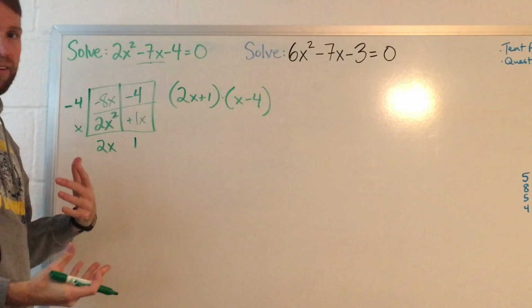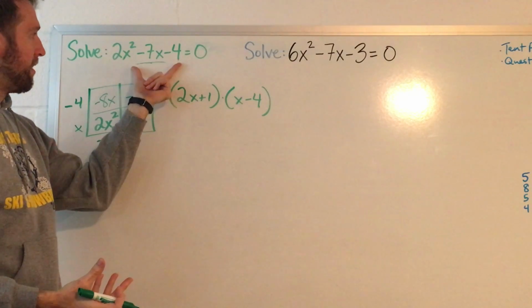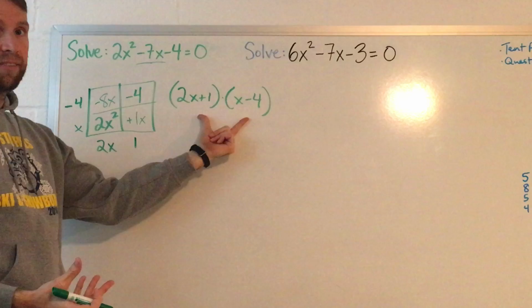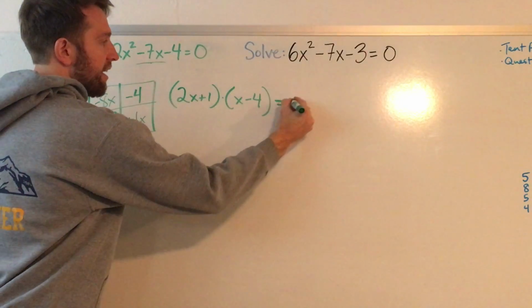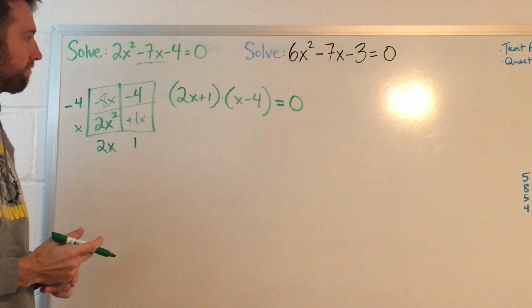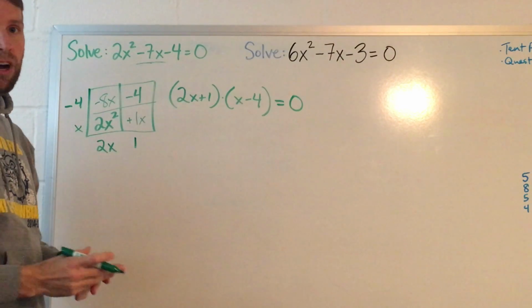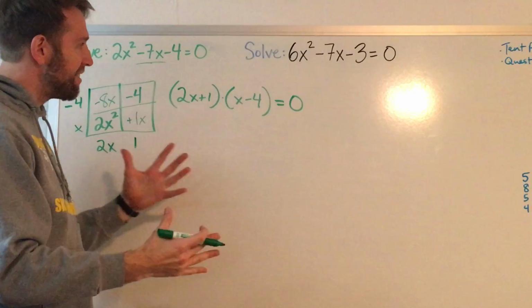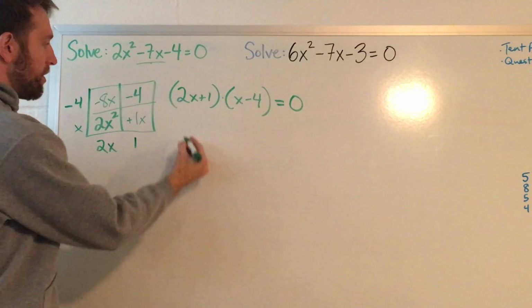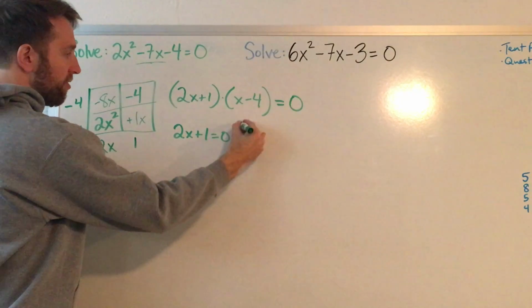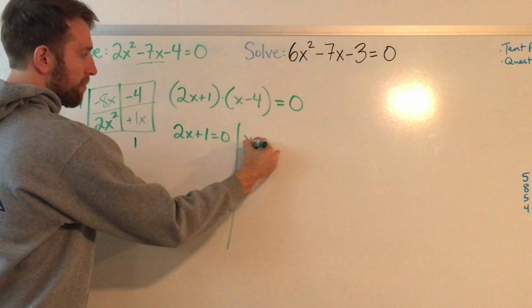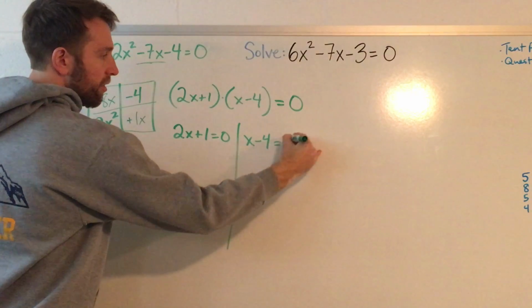Now what I've really done is I've rewritten this original problem. This is the same exact thing as this, as long as I have that equals 0 part to it. How do I get this to equal 0? Well, there are 2 x's, so I can take either side and set them equal to 0. I want to do that for both, so I want to take 2x plus 1 and equal it to 0. And then I want to take x minus 4 and equal it to 0.